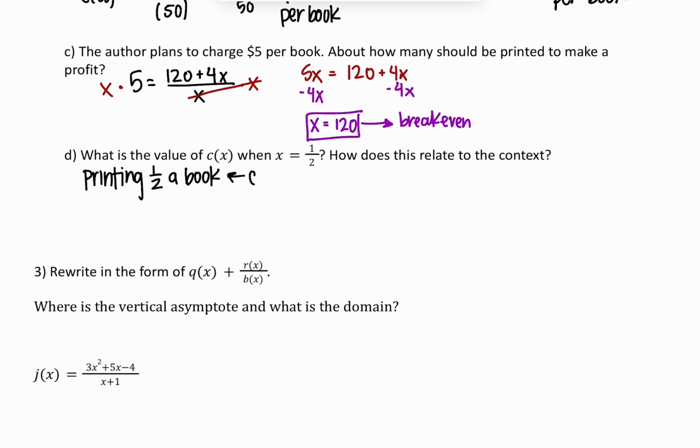which we can't do. So that doesn't make sense, but the value of it is going to be C of 1/2 equals 120 plus 4 times 1/2, all divided by 1/2, which equals 244. So the cost per book to print a half a book is going to be $244, but it doesn't make sense because you can't print just a half a book.